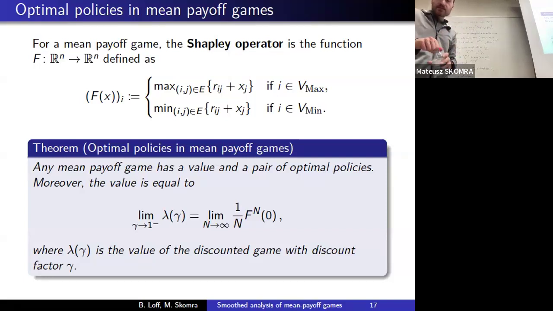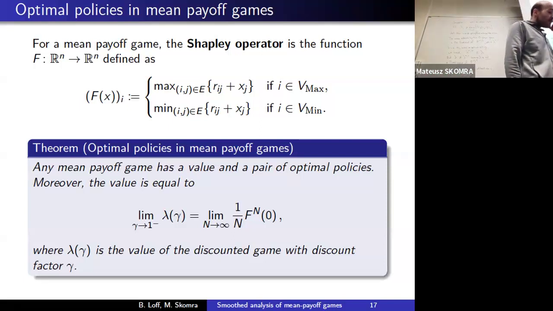So this operator also tries to tell you what happens in one go. In the mean payoff game, what happens in one go is, well, you can just shoot an edge that gives you the maximum, or just shoot an edge that gives you a minimum, and hope that it somehow gives you something.